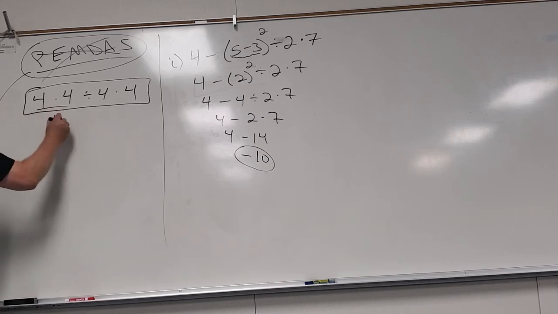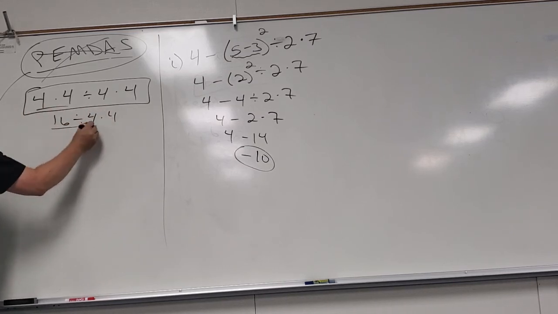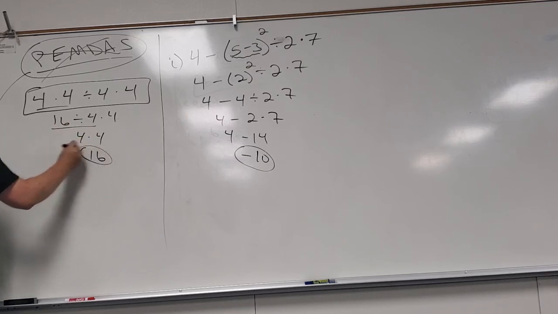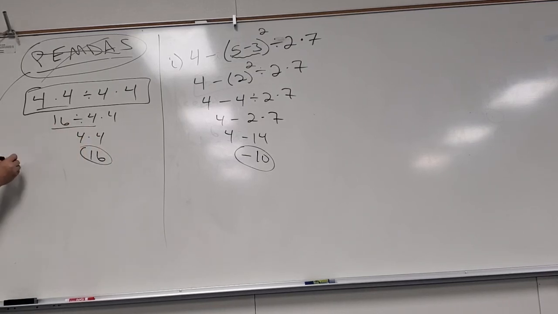So 4 times 4 is 16. 16 divided by 4 is 4. 4 times 4 is 16. And again, if you rewrote this, wouldn't this be 4 times 4 over 4 times 4? Isn't that 1? So then you have 4 times 4 is 16. It's another way to do it. Rewrite the division as a fraction, and that's a whole other way to do it. Is that all right with you guys?